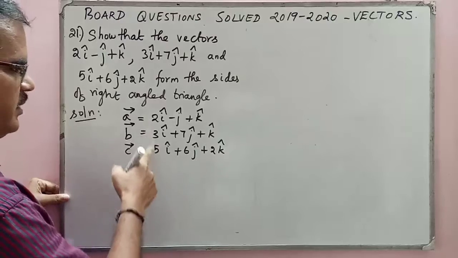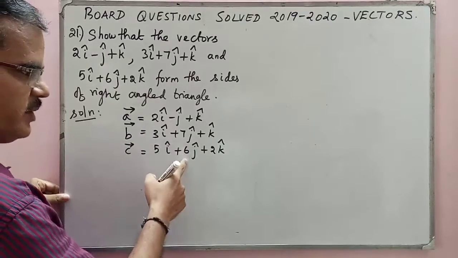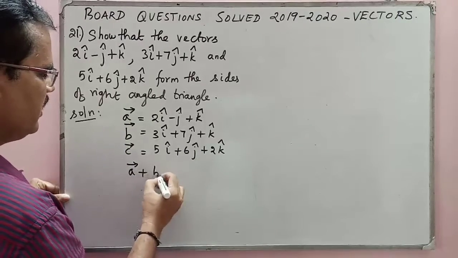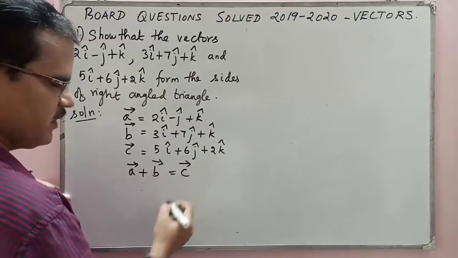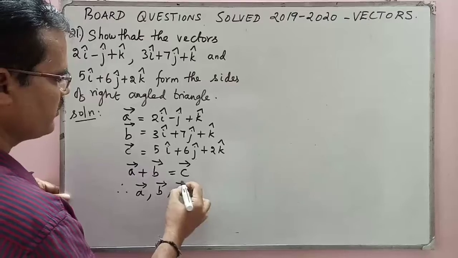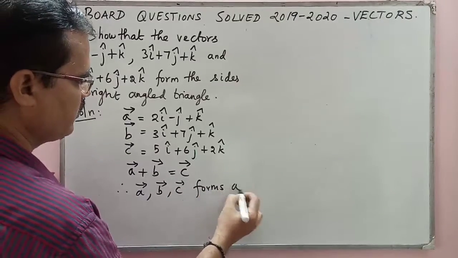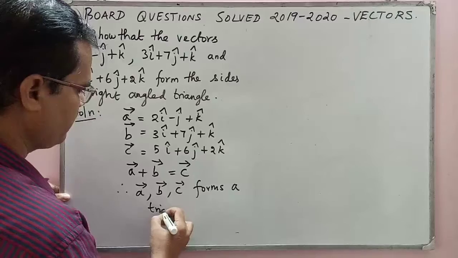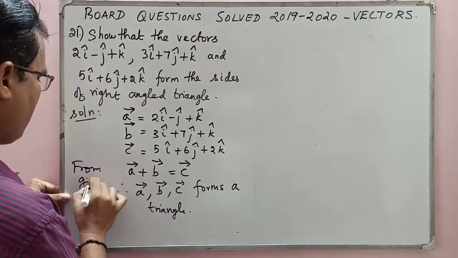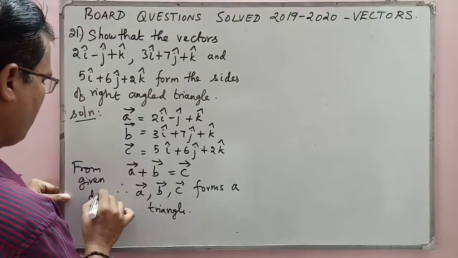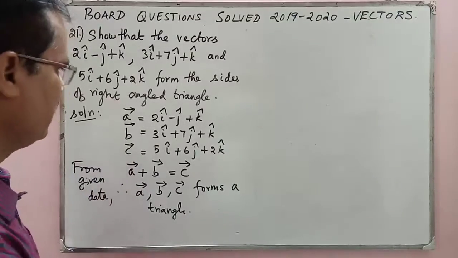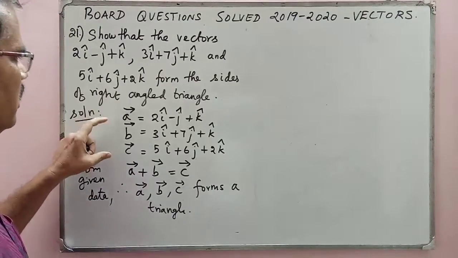So we can see that 2 plus 3 makes 5. Minus 1 plus 7 makes 6. 1 plus 1 gives 2. So from the given data, A vector plus B vector gives C vector. Therefore, the given vectors A vector, B vector, C vector form a triangle. So the first part is over. We have shown that it forms a triangle by the triangle law of vectors. Next we need to prove it is a right triangle.